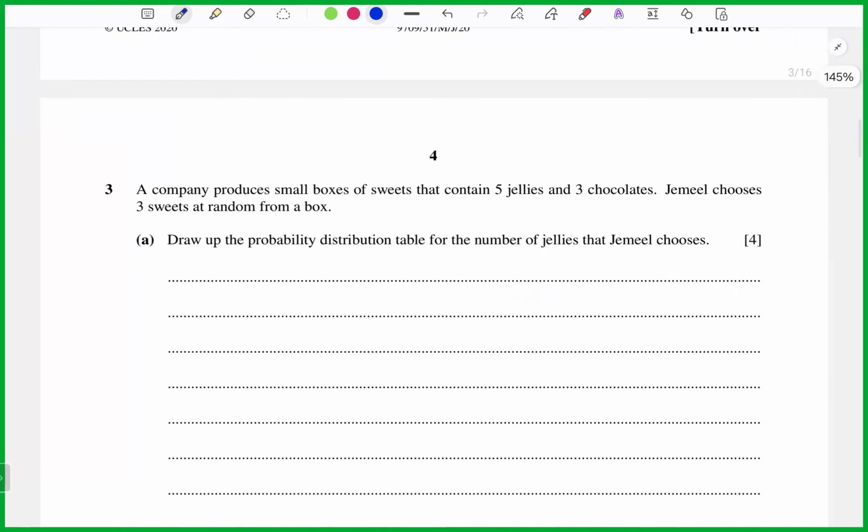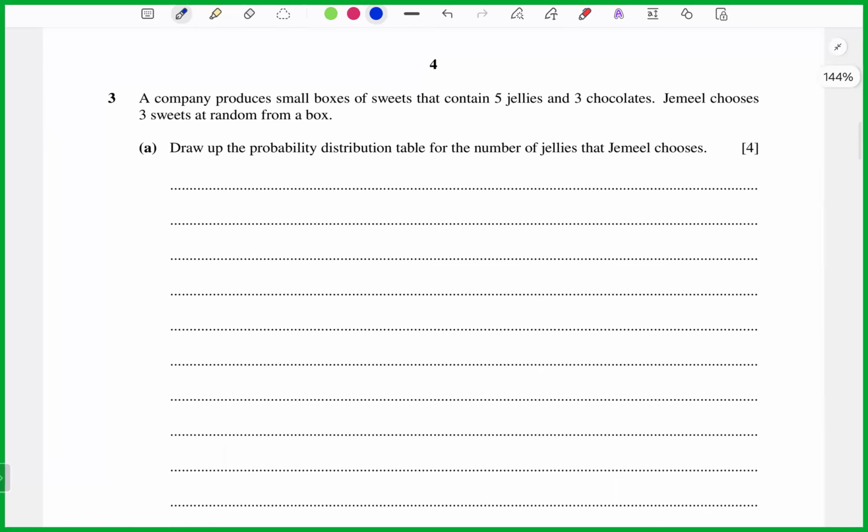A company produces small boxes of sweets that contain 5 jellies and 3 chocolates. Jamie chose 3 sweets at random from a box. Draw up the probability distribution table for the number of jellies that Jamie chose. Okay, so here we have the 5 jellies, right? But Jamie can choose 3 sweets only.